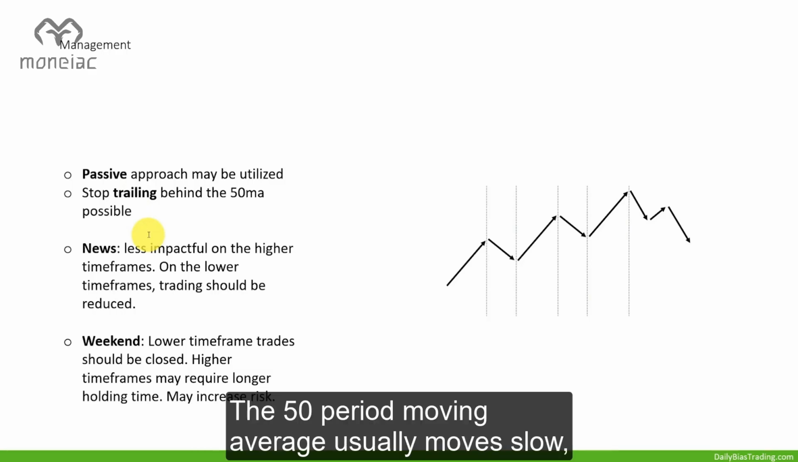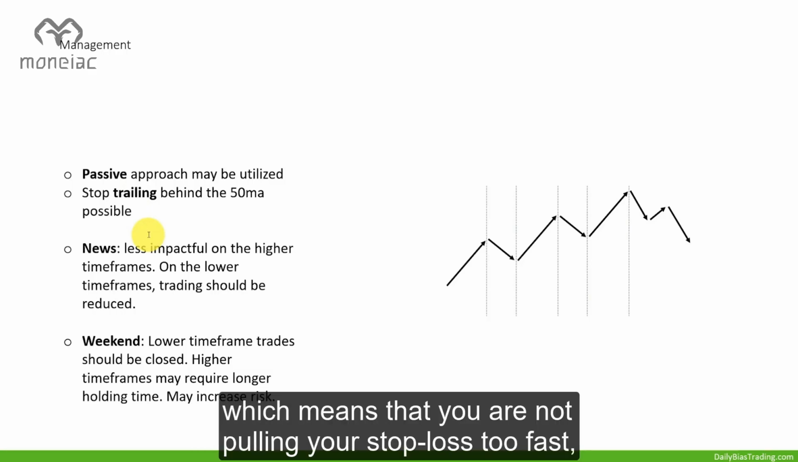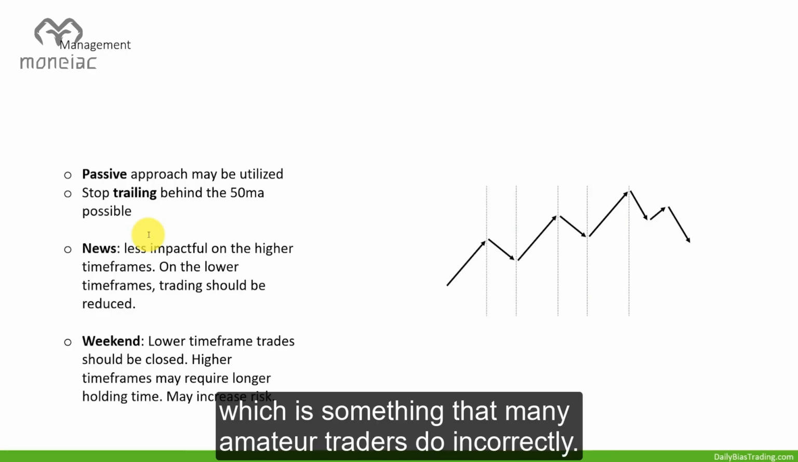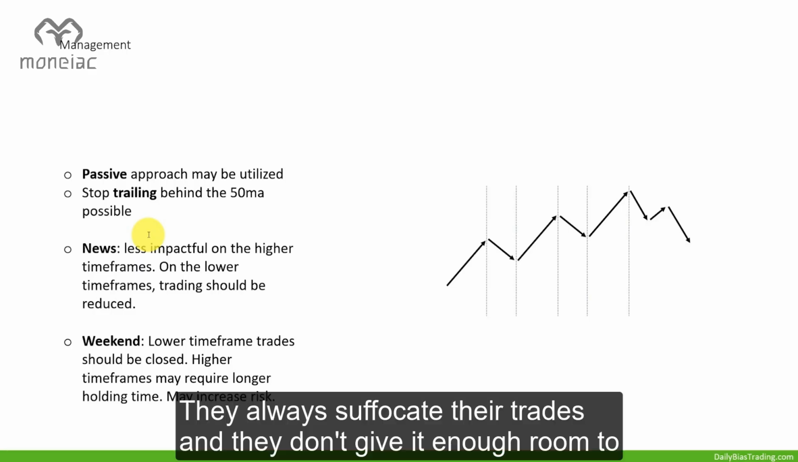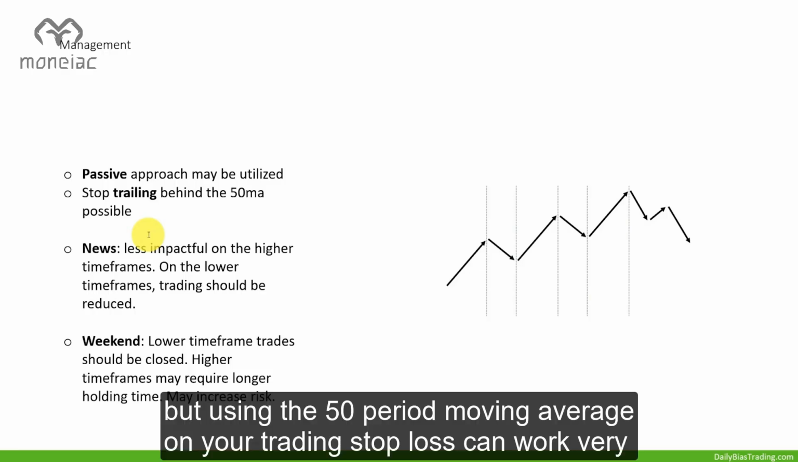The 50 period moving average usually moves slow, which means that you are not pulling your stop loss too fast, which is something that many amateur traders do incorrectly. They always suffocate their trades and they don't give them enough room to breathe. But using the 50 period moving average on your trailing stop loss can work very well.